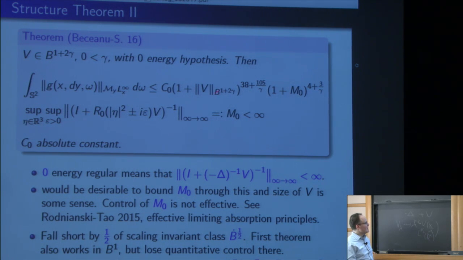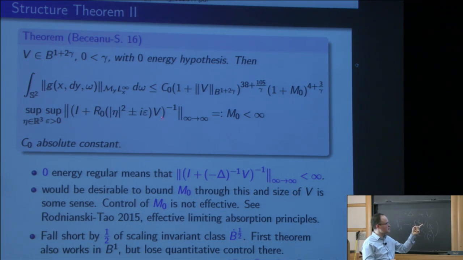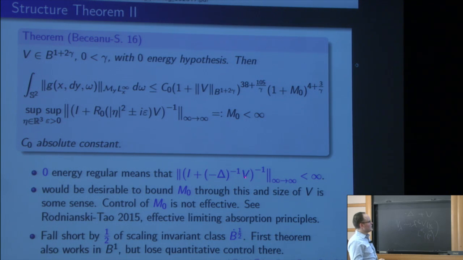And so what enters into this bound on the structure function is the size of the potential, but also, of course, a certain bound on the Birman-Schwinger operator. And so this is it. This M0 is the bound from, as an operator bounded from L infinity to L infinity, which is legit because this creature is bounded from L infinity to L infinity if V is in 3/2 essentially, right? 3/2 1, Lorentz space 3/2 1. And zero energy, not having a zero energy resonance means that at zero energy this holds.